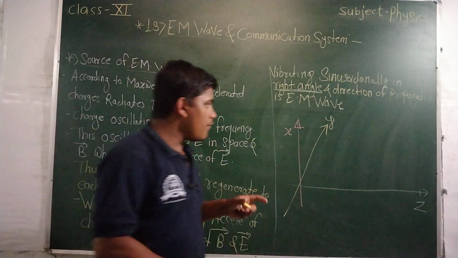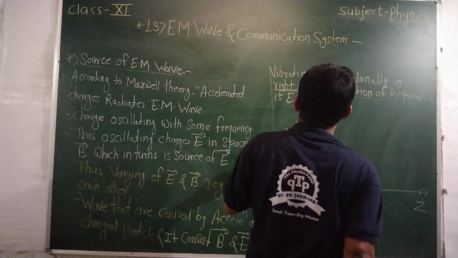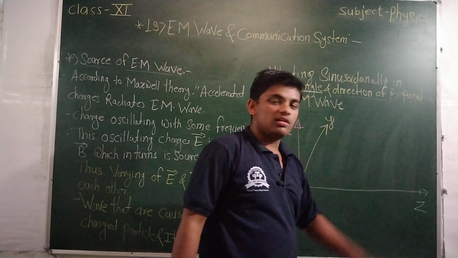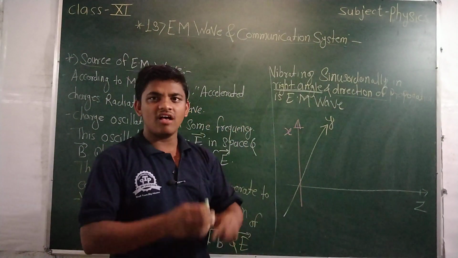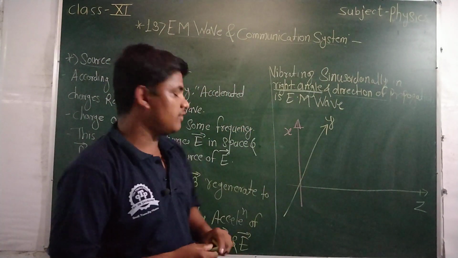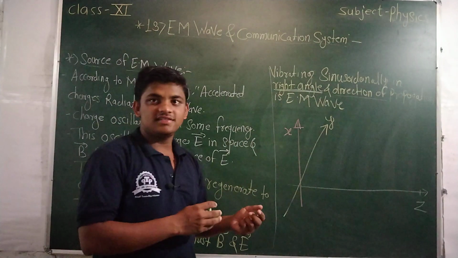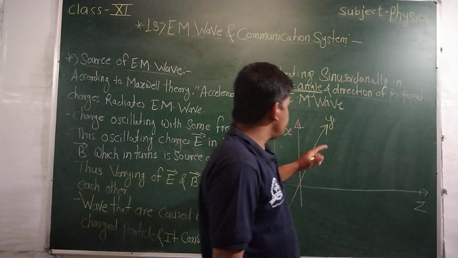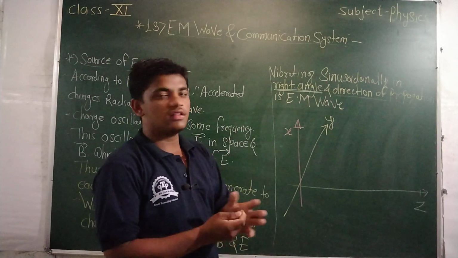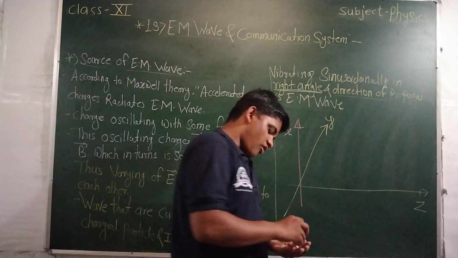Then the direction of propagation is also perpendicular to these two, and this is along the z-axis. These three axes are perpendicular to each other, and the electric and magnetic fields follow the x and y axes, or the yz and xz planes. Then another one is along the z-axis. Let's draw here.